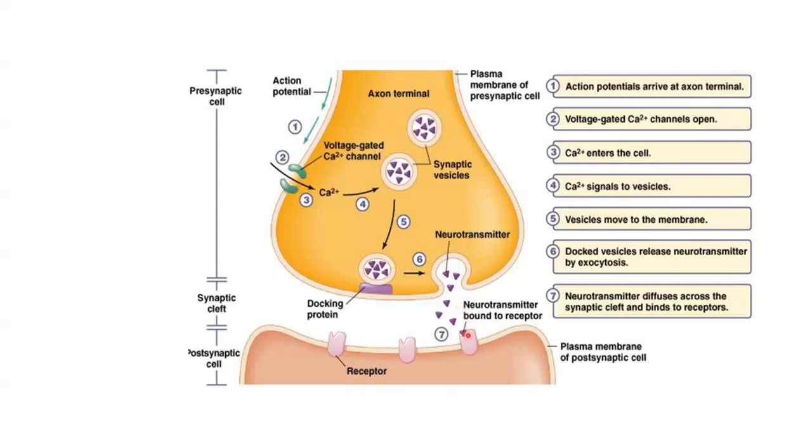Acetylcholine diffuses across that synaptic cleft and binds to our ligand-gated receptors, or our ligand-gated sodium channels, on the sarcolemma of the muscle, the plasma membrane of our muscle. So if I ask you to describe the events that occur at a neuromuscular junction, these are the events that I would like you to talk about.